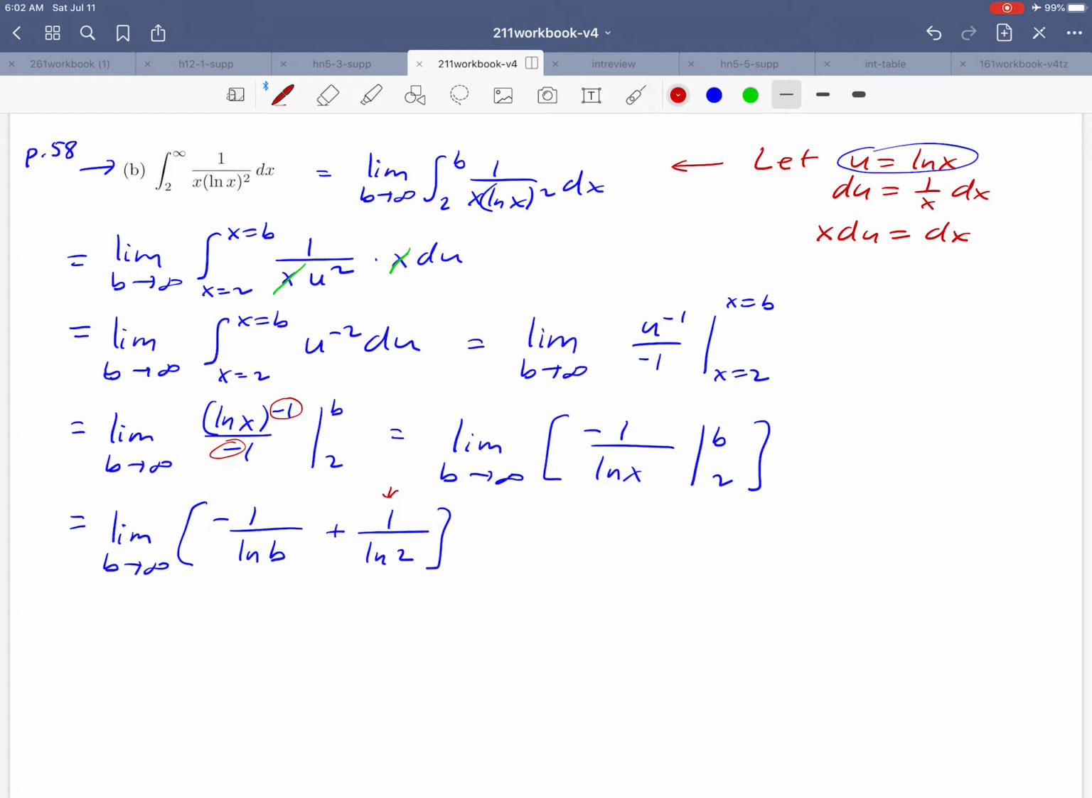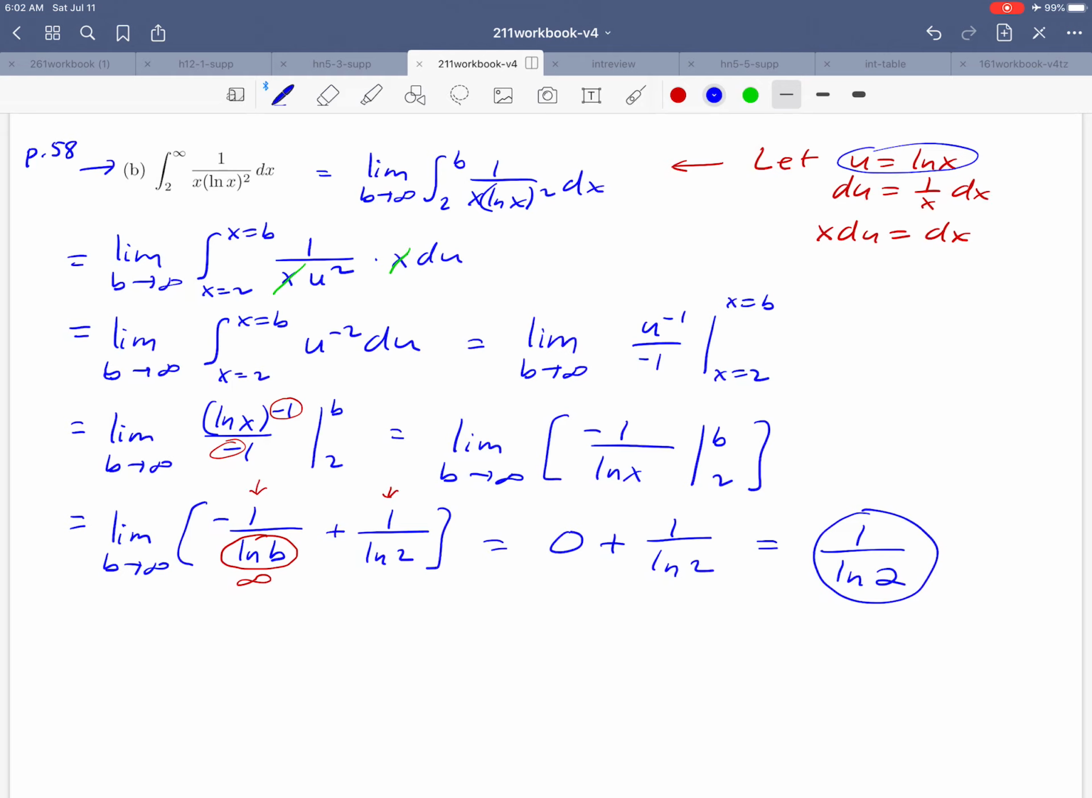It really comes down to what's happening with the first fraction. So as b goes off to infinity, notice the ln of b in the denominator, that's also going to get big. So we're in that situation that we've been in over and over again, where we've got a fraction where the denominator goes off to infinity, and so the fraction's going to go to 0. So ultimately what we get here is 0 plus 1 over ln of 2, and that means that the value of our integral is 1 over ln of 2.